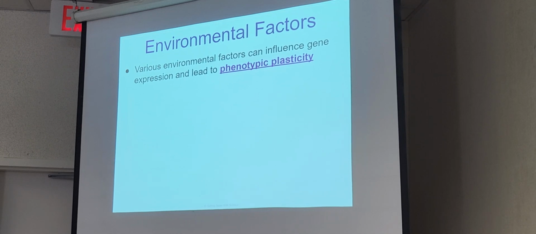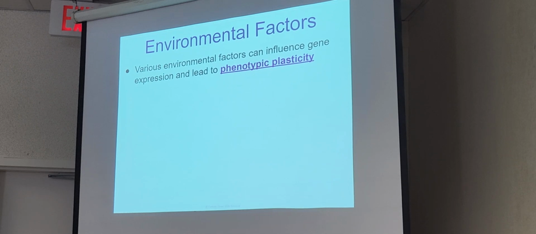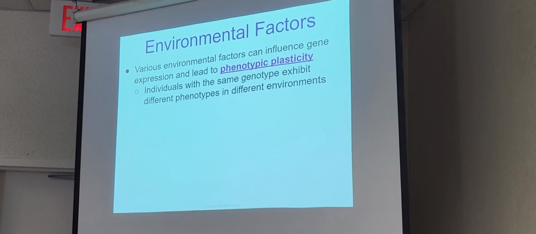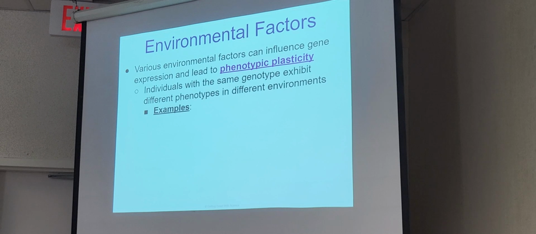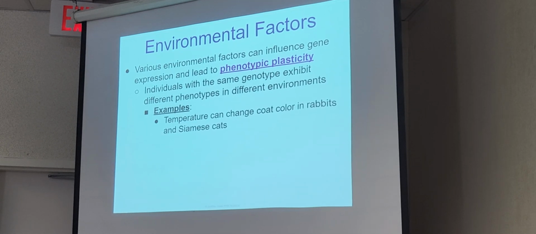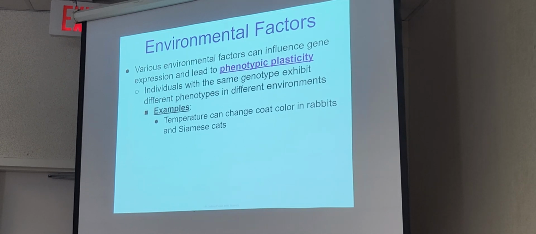The one we usually refer to is the Arctic fox. During the spring and summer, the Arctic fox is a brownish red. At winter, white. Yep, it totally turns white. So individuals with the same genotype can exhibit different phenotypes when they're experiencing different environments. Temperature can change coat color. Maybe rabbits, Siamese cats, Arctic fox.